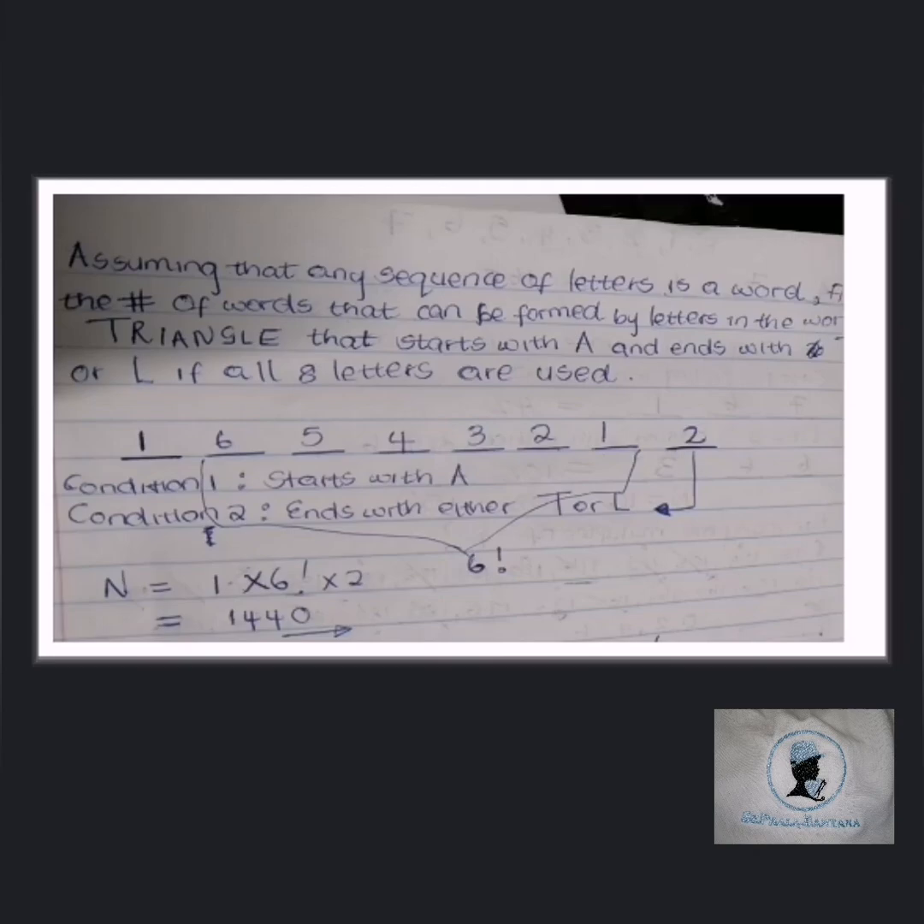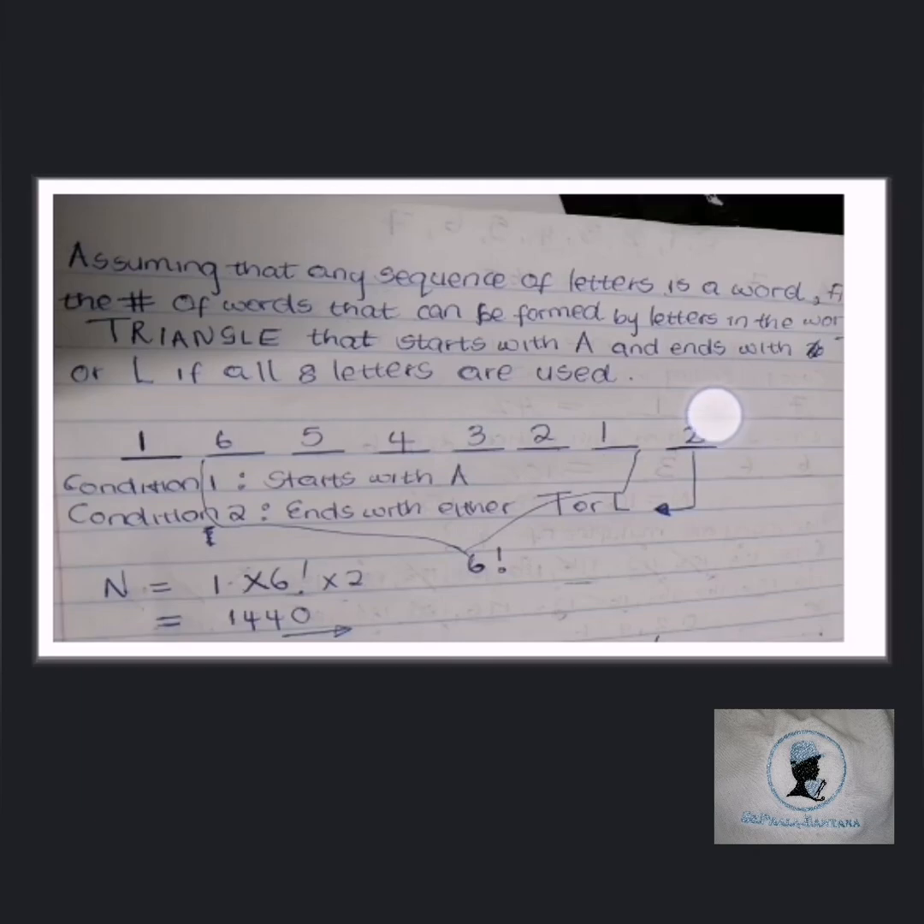And we have a condition. So guys, every time we answer these questions, we start with the conditions and then we can do the rest. So the first condition said the word should start with an A, right? There's only one A here. There's only one A we can choose from. So we are just going to say 1, right? And then condition number 2 says the word should end with either T or L.